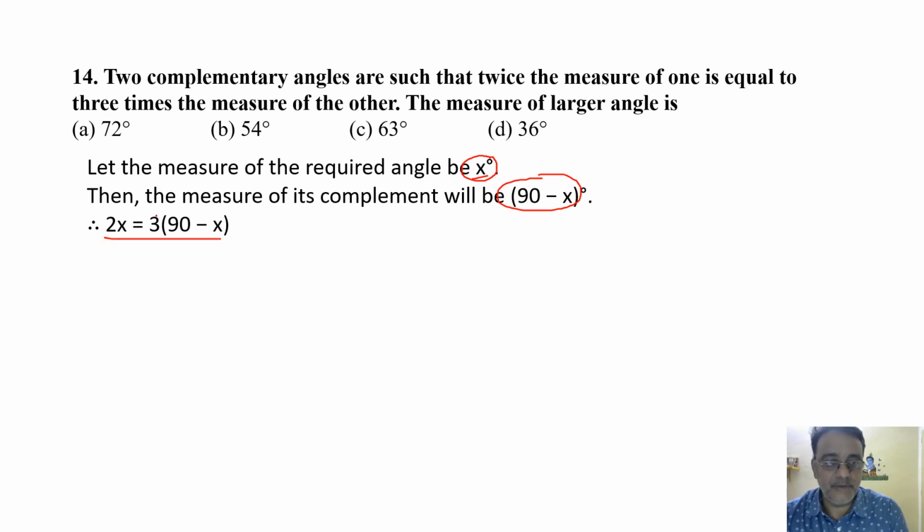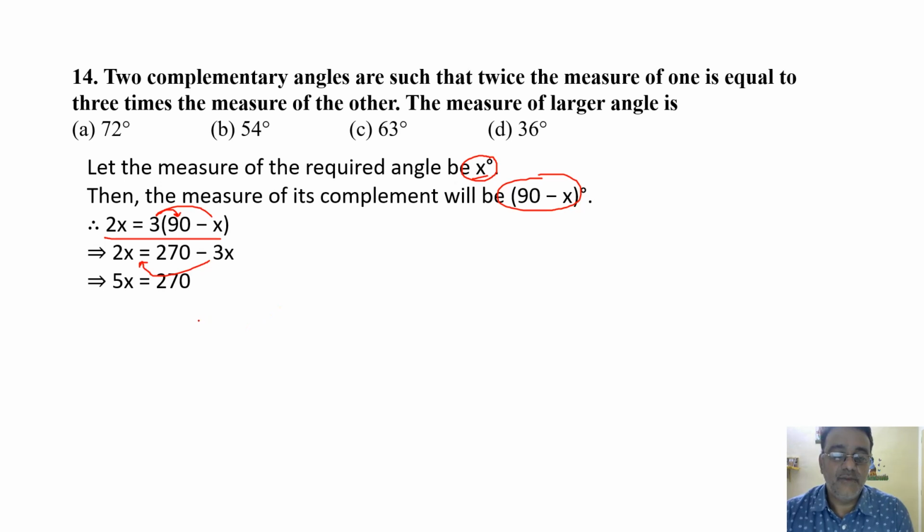So now we will open the bracket. 3 into 90, that is 270, minus 3x. Now minus 3x we will shift to this side. It will become plus 3x. So 2x plus 3x is 5x. 5x is equal to 270. So x is equal to 270 divided by 5. We are getting 54.